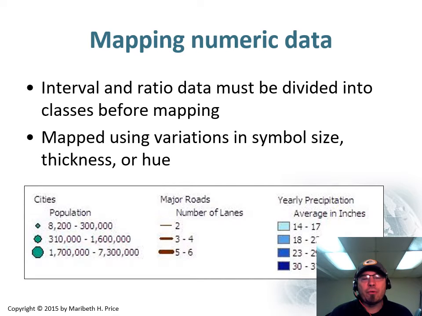Now you'll notice there's a gap in there. I get that. I don't know who did that, but usually there shouldn't be a gap there. But the idea is the three dots have three classes. The three roads have three classes, and the precipitation has four classes. Now you have control over all of this in the program. You have control over how big the dots are, what color the dots are, and how many classes you have.